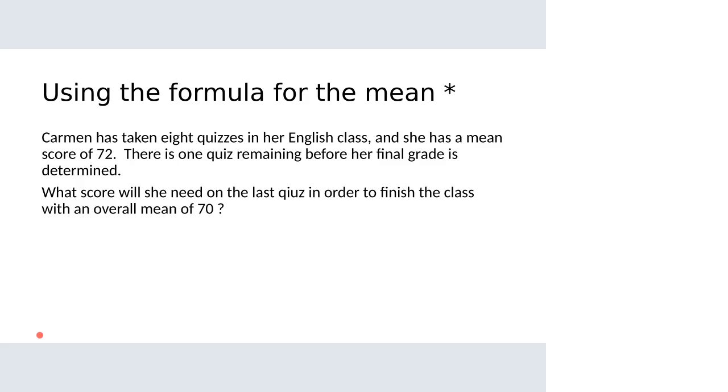This is another one that at first glance you might not think to use the formula for the mean, but we know her mean and we know how many she's taken. When that's the case, we can find out the sum, which in this scenario means the total number of points she's earned. It also means the total number of points she's going to need to finish with to get the grade she wants.